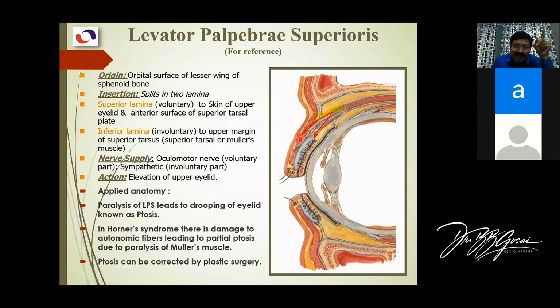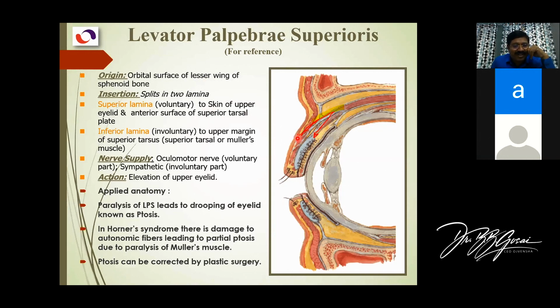When it comes to the eyelid, it divides into two lamina. One goes to the skin and one goes to the superior tarsus. The one which goes to the superior tarsus is known as Muller's muscle. It's a name of a scientist. Muller's muscle, very favorite of ophthalmologists. And this one going to the skin is the voluntary component.